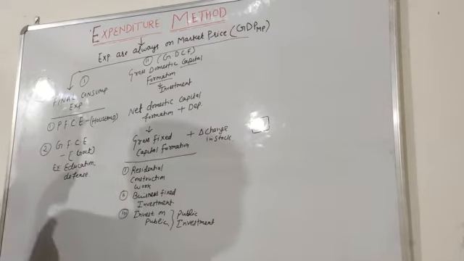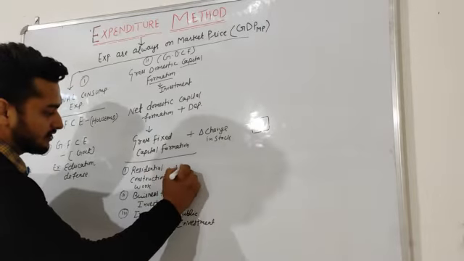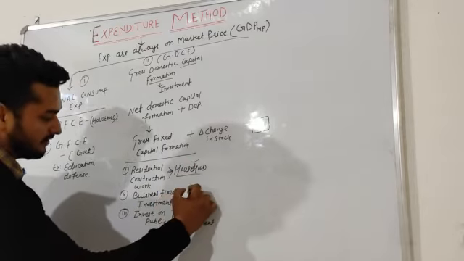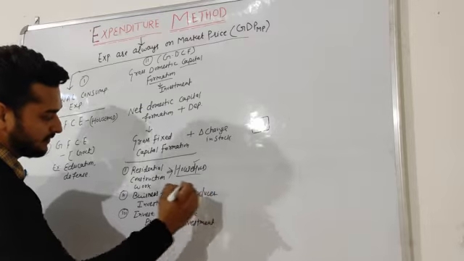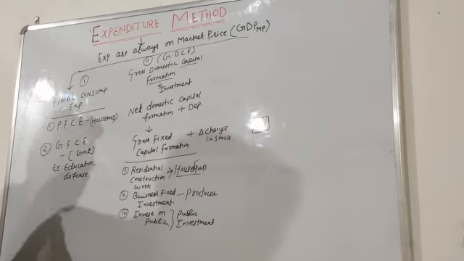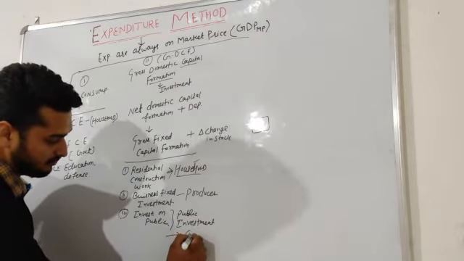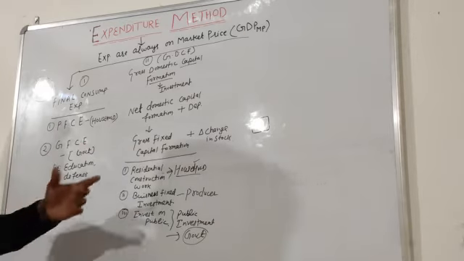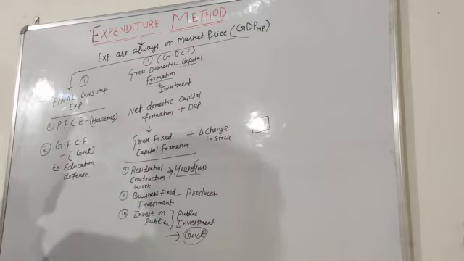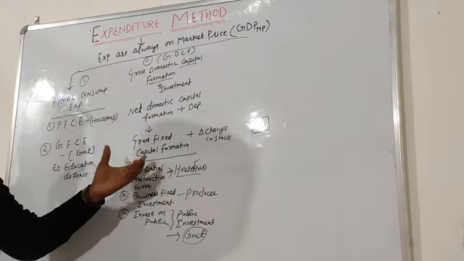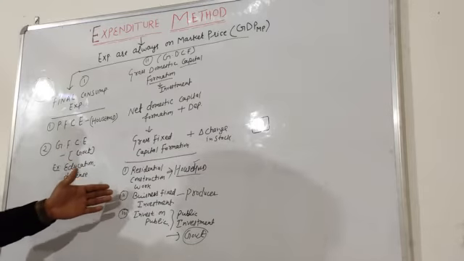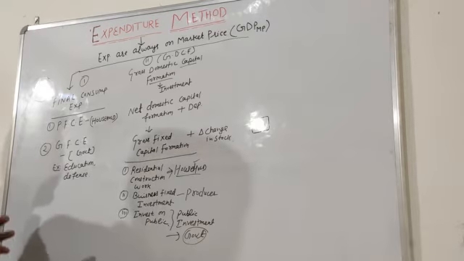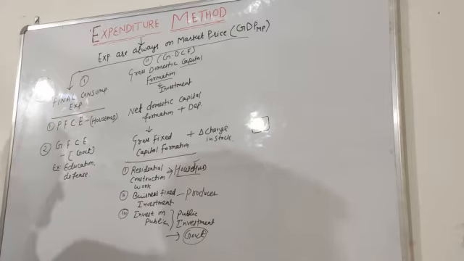The first one is residential construction work, which is done by the household sector. Business fixed investment is done by the producer, and public investment is done by the government. So these are fixed investments done by the household sector, producer, and government. If gross fixed capital formation is not given directly, then find residential construction work, business fixed investment, and public investment. Add these three components and you will reach gross fixed capital formation.